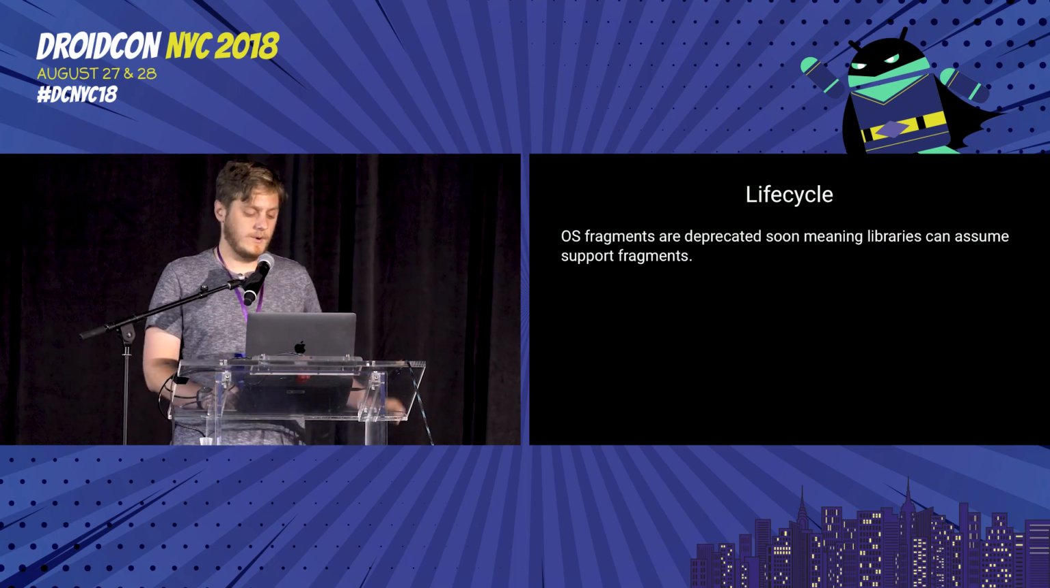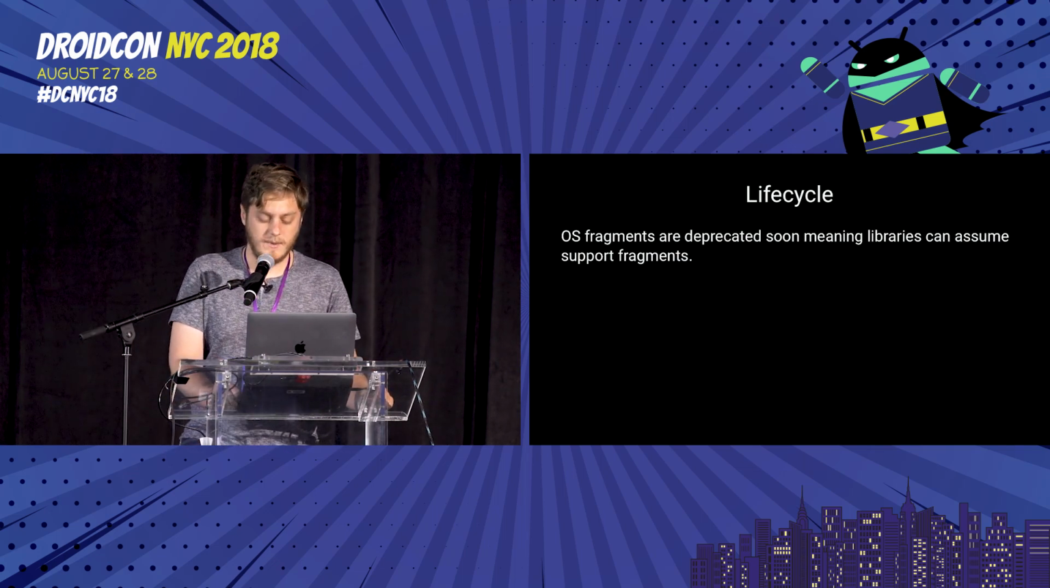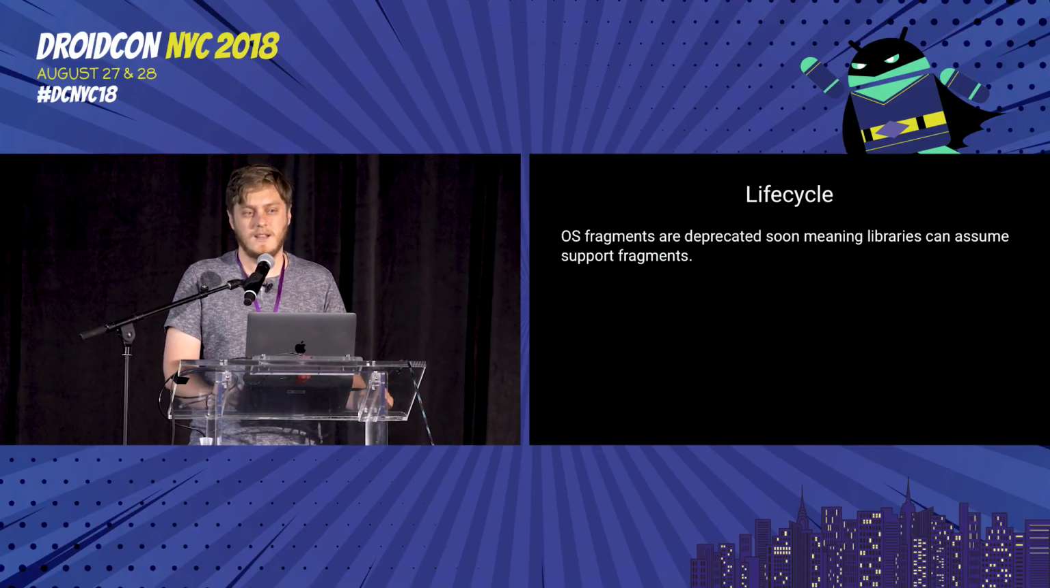And also, with OS fragments going away, you'll be able to assume that if fragments are being used, they are support fragments, meaning that they fully support lifecycle components. So if you're a library, you should just get rid of support for OS fragments, essentially.